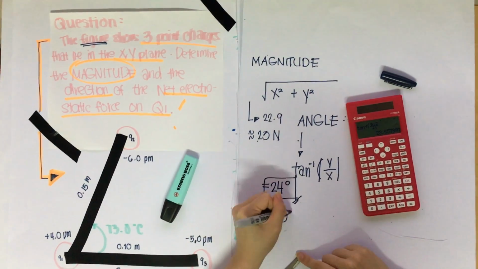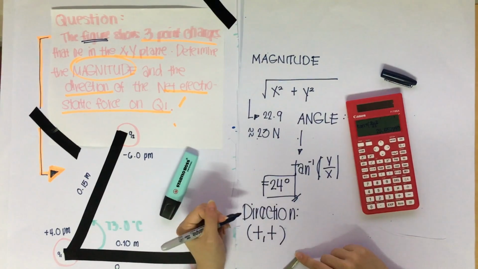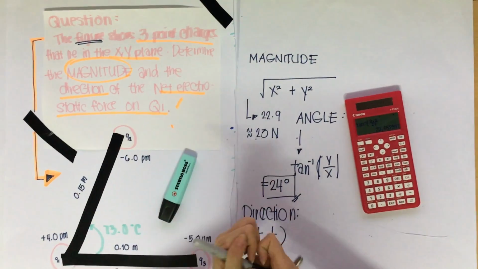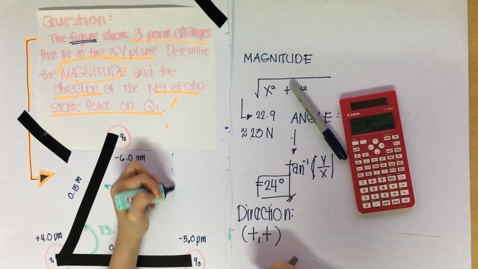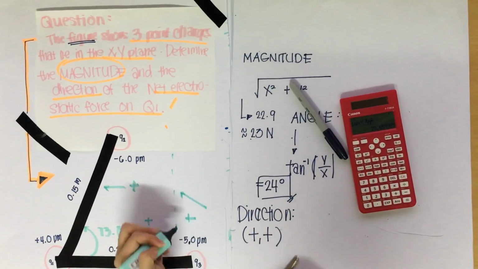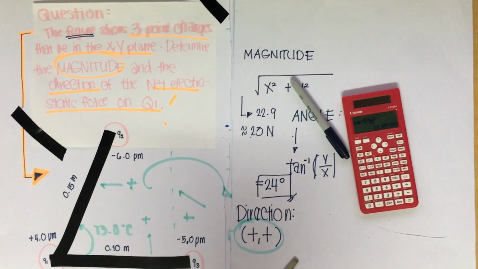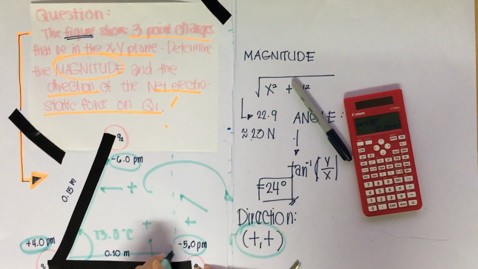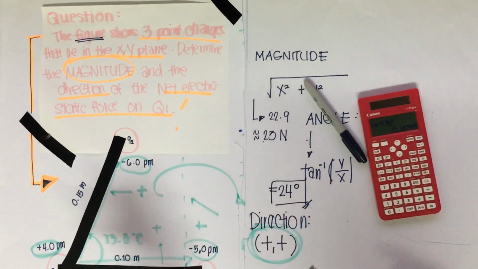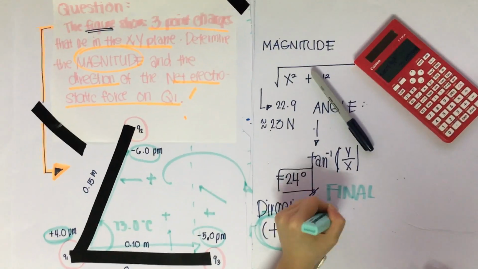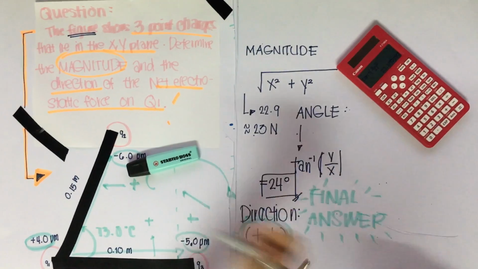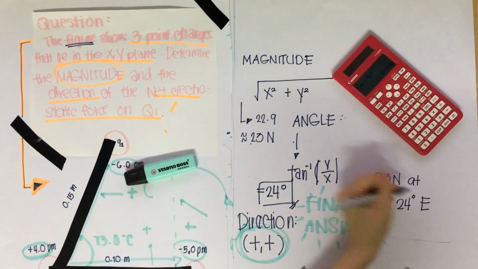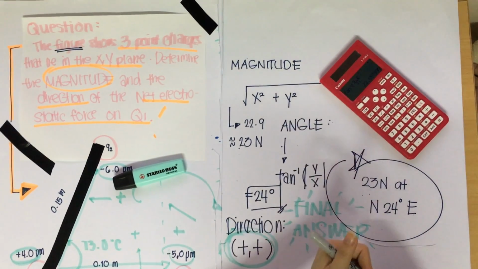And lastly, for the direction, going back to the figure, we can see that the Q2 and the Q3 are negative, and the Q1 is positive. So it gets attracted to the Q2, which is going up, and the Q3, which is going to the right side. So we can assume or imply that it's going to be positive, positive, which leads to northeast. So for the final answer, we have 23 N for the magnitude at 24 degrees northeast. Boom! This is the final answer for this problem.